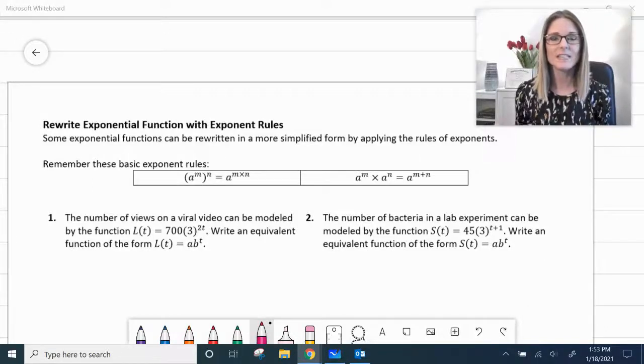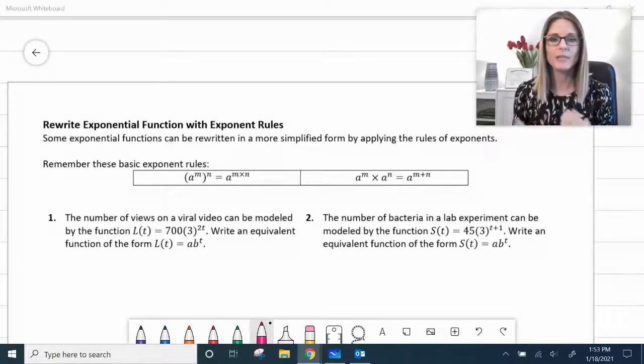Hey guys, for this lesson, we are going to look at rewriting exponential functions with exponent rules. This isn't like a formal lesson that maybe would be on the pacing guide for the county. This is something that we've identified as common questions on your benchmarks that are actually really easy to answer, but you just need to take the time to go over these types of questions.